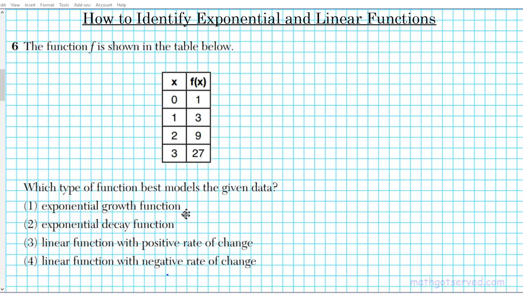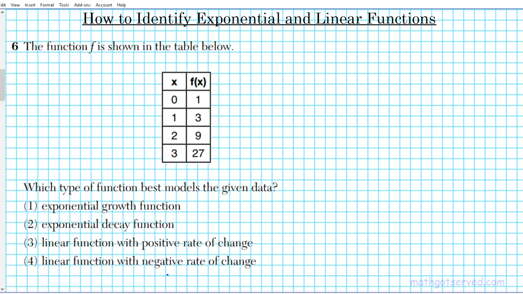Is it exponential growth, exponential decay, linear function with positive rate of change, or linear function with negative rate of change? Okay, so if we're given a table, how do we know if it's one of the following? Let's go ahead and indicate exactly how to identify each of these types of functions given a table.